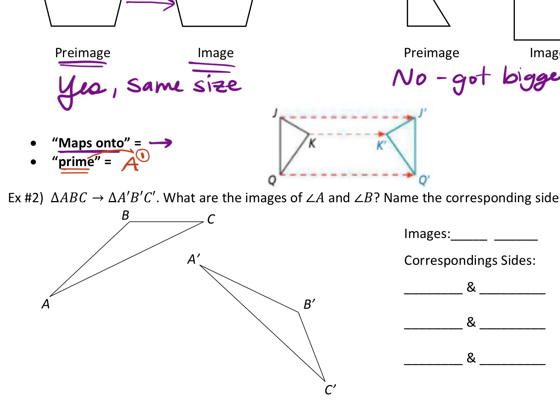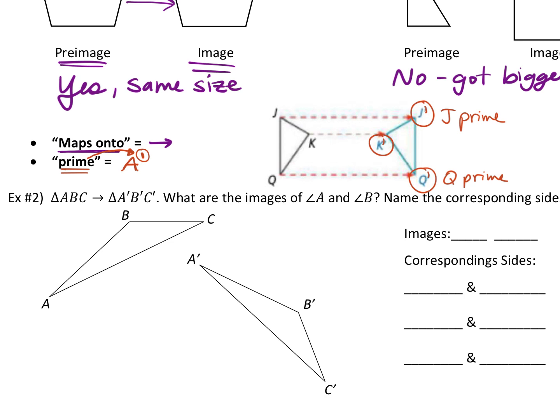Okay, prime is represented with this little apostrophe. If you look here, these are all prime. This is J prime, is how you would say that, or Q prime is how you would say that. So when it has that little apostrophe by it, that's prime.